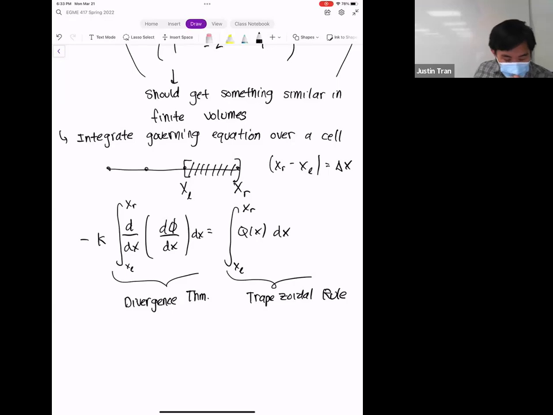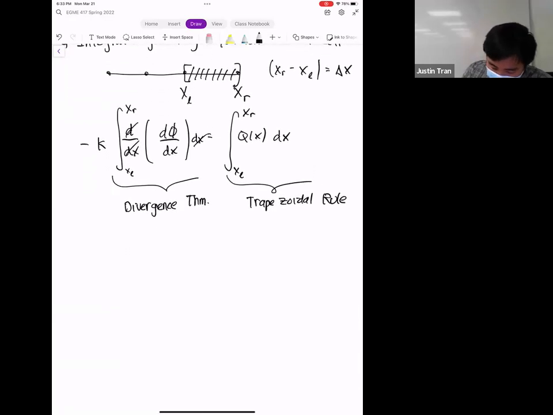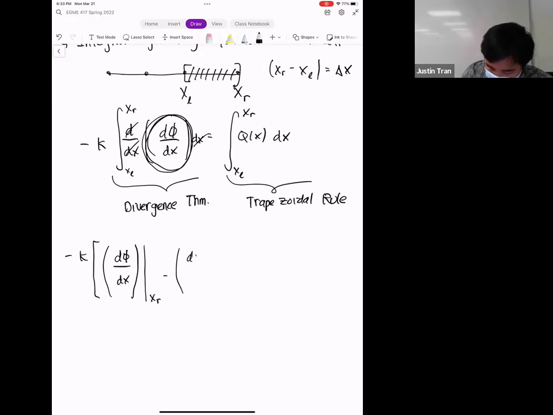Okay, and so on the left-hand side, we have divergence theorem. The divergence theorem is going to cancel out one of these integrals, or one of these derivatives, and we're going to end up with the following. We're going to have minus k, and our integrand here is actually just d phi dx. So this is going to be d phi dx evaluated at the right boundary, xr, minus d phi dx evaluated at the left boundary.